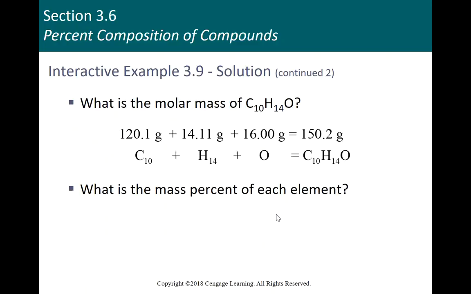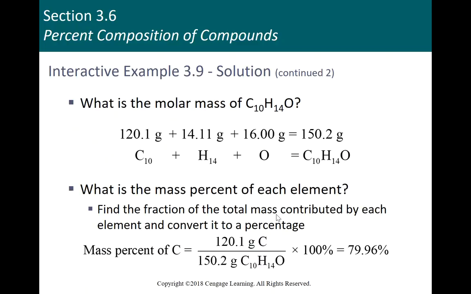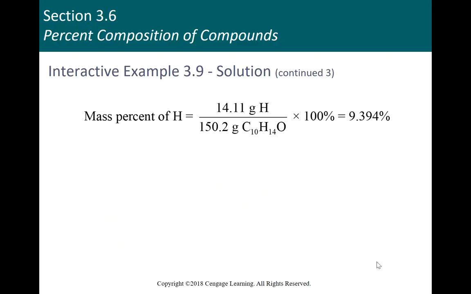Okay, so the mass percent of each element is going to be the fraction of the total mass. So for example, the carbon in carvone is 120.1 grams. We divide it by the molar mass times 100, and almost 80% of carvone is carbon. Please note on this that in the percents you'll want to go out to 2 decimal places.